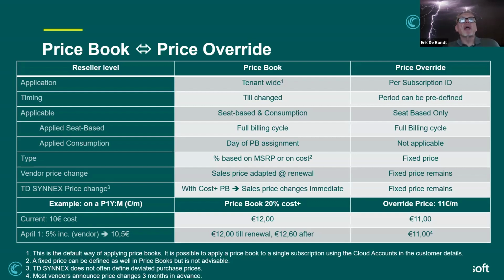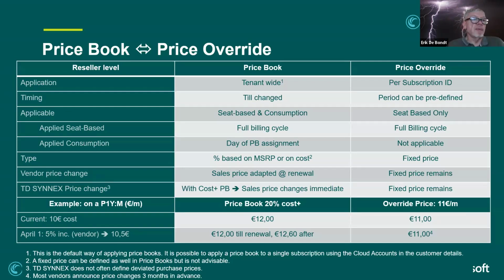When do you use it? Price book, generally it's tenant-wide. You say I want to have this customer, special price, it will be for all these products. You can do it on a per subscription basis. It is possible, but it's more clicks to have it done using the subscription in the cloud accounts in the customer details. Price overrides is always per subscription.